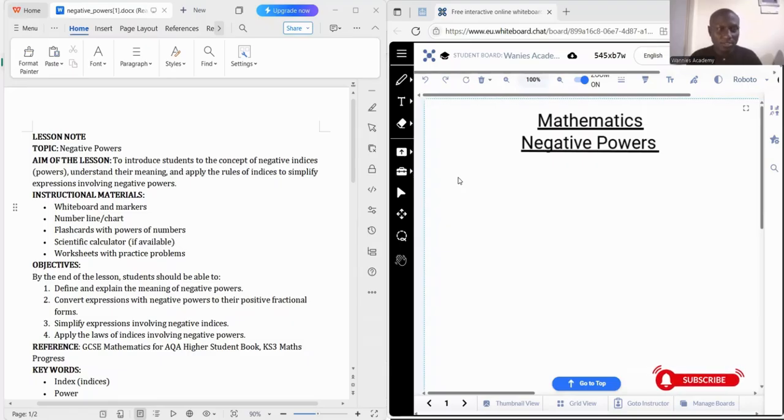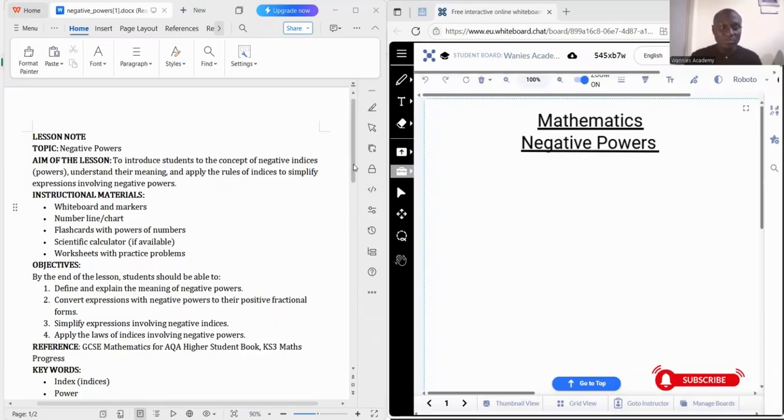Our topic today is negative powers, and what we aim to achieve at the end of this lesson is to introduce you to the concept of negative indices, that is powers, and understand the meaning and apply these rules of indices when simplifying expressions involving negative powers.